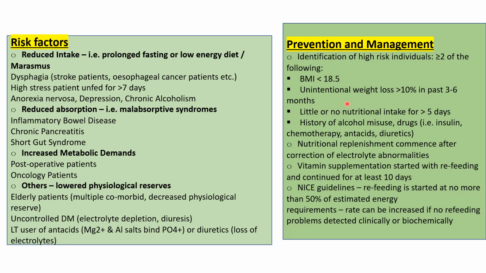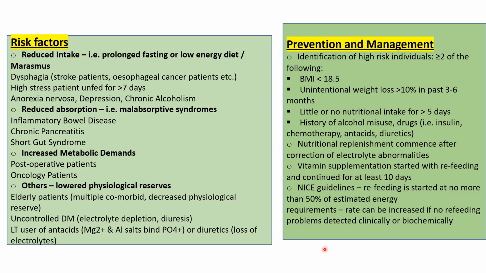Also, you can include an unintentional weight loss of greater than 5% in 1 month, little or no nutrition intake for greater than 5 days, history of alcohol misuse, drug history, i.e. insulin, chemotherapy, antacids, diuretics.